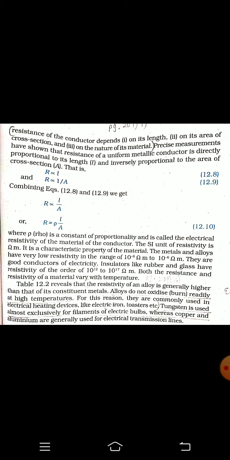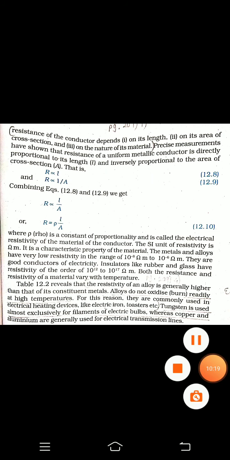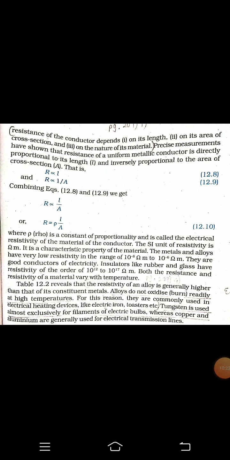This is pronounced as rho. What is rho? It is a constant of proportionality and it is called electrical resistivity of the material of the conductor. Please remember this. Rho is a constant of proportionality and it is called electrical resistivity. The SI unit of resistivity is ohm into meter.